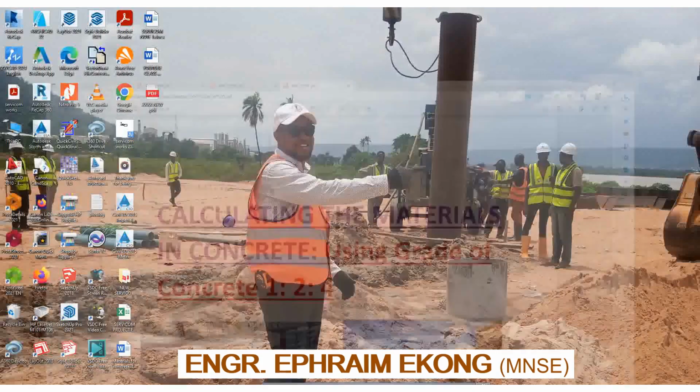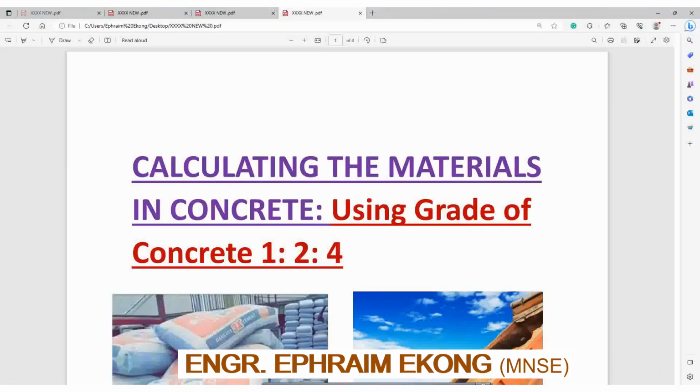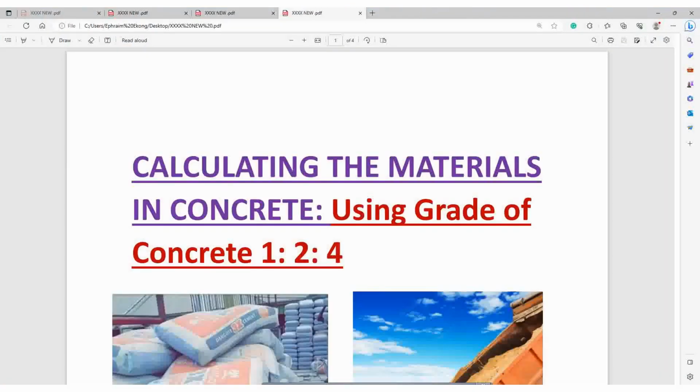Today, I will put you through how to calculate the materials in concrete using grade of concrete 1:2:4. Now, what do you understand by the word concrete? I'll tell you. Concrete is a composite material composed of several components such as the cement, the sand, the gravel, and water, and often additional admixture.